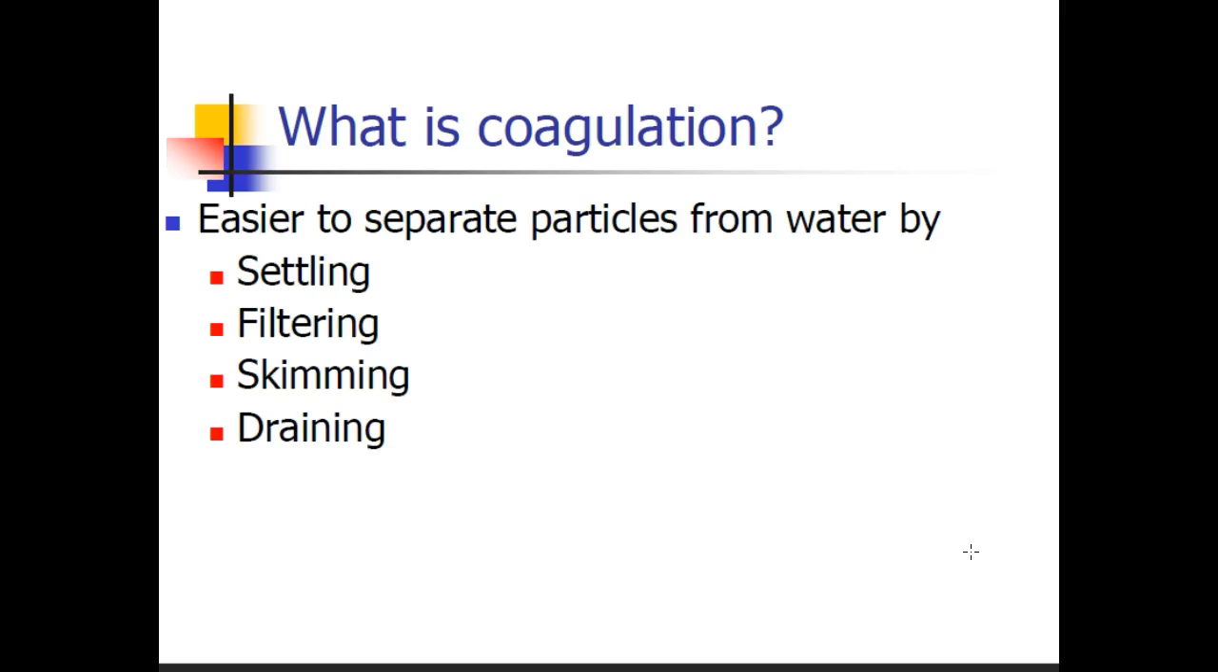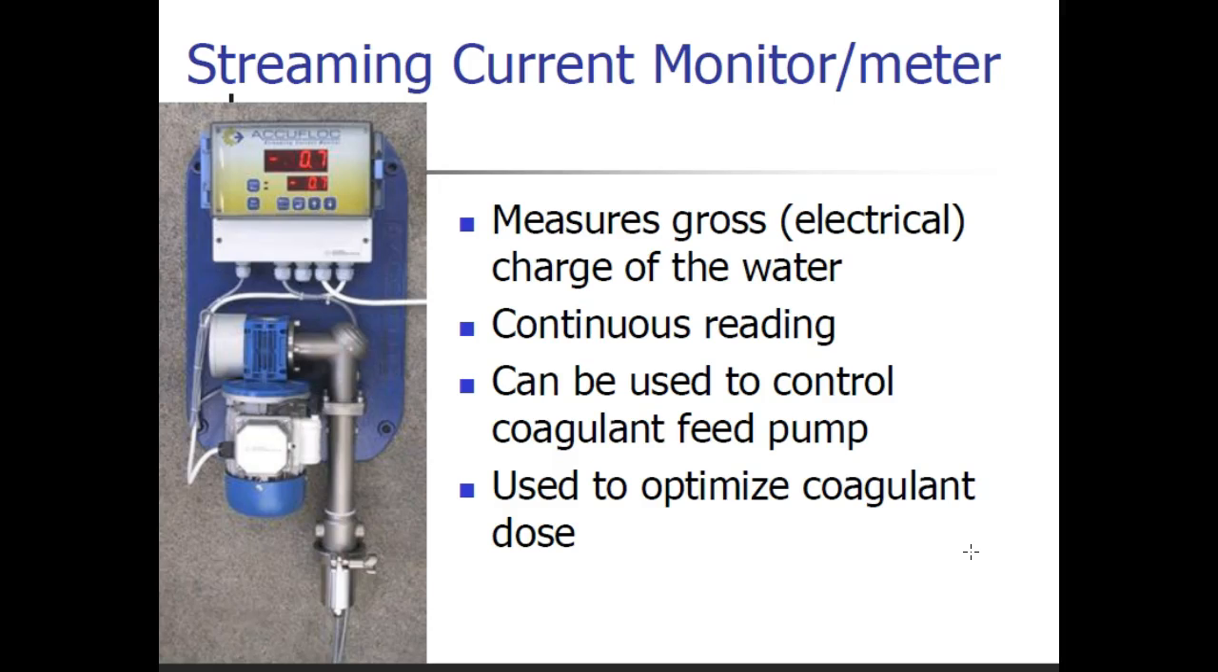So what is coagulation? It makes it easier to separate particles from water by settling, filtering, skimming, or draining. A streaming current monitor measures the gross electrical charge of the water. And again, we know a battery has two ends to it, a plus and a minus. Well, all these little particles around have pluses and minuses, and some are actually neutral also. But the streaming current monitor is a continuous reading electronic device, and it can be used to control the coagulant feed pump. And it's used to optimize the coagulant dose.